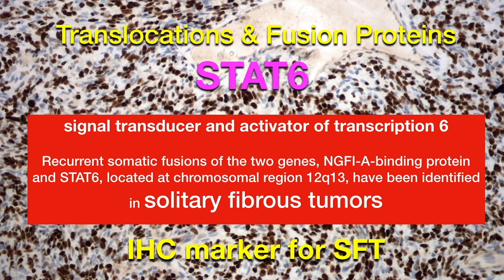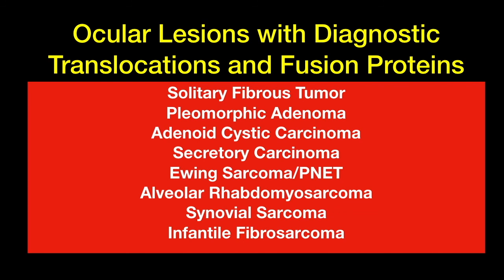Some fusion proteins can be detected with immunohistochemistry. For example, nuclear staining with the STAT6 immunostain is used to diagnose solitary fibrous tumor. This stain detects a characteristic fusion protein between the NAB2 and the STAT6 genes. Immunohistochemical stains for fusion proteins are also used to diagnose pleomorphic adenoma and adenoid cystic carcinoma. Some of the ocular and adnexal lesions that have characteristic fusion proteins are seen in this slide and the following slide.